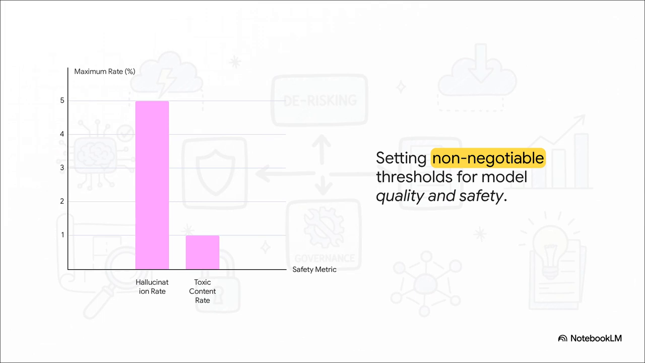And it goes even further by setting these hard, measurable limits on the model's behavior. A hallucination rate that cannot go above 5%. A toxic content rate that has to stay below 1%. If the model can't meet these numbers in testing, it just doesn't get deployed. End of story. It's that simple.